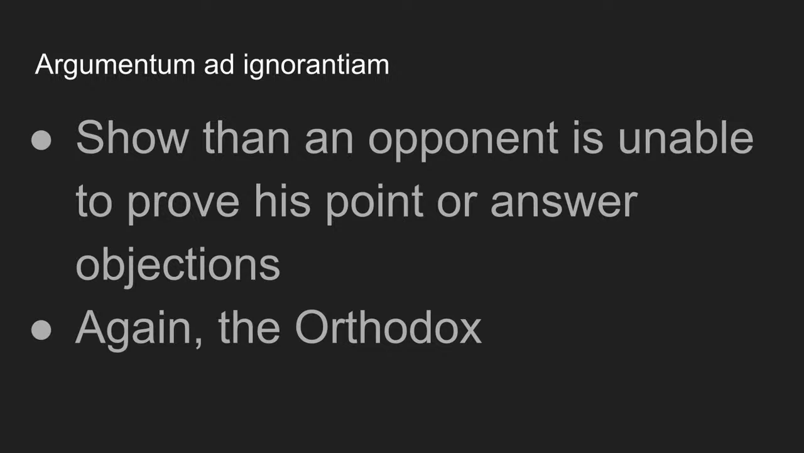And then another one, argumentum ad ignorantiam. It's a very interesting ending. And it shows that an opponent is unable to prove his point or answer objections. So with this one, you just show that the opponent is, as it appears, ignorant. So you keep asking them to prove the various premises that they're using in their argument, or even to give a syllogism for their thesis, or maybe you just keep bringing up objections that you know they can't answer. You show the ignorance of your opponent.